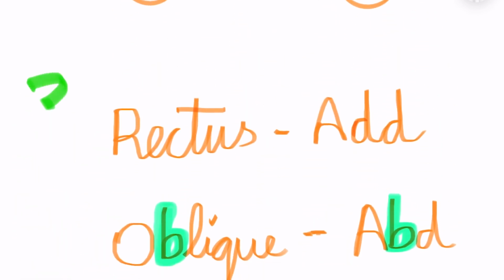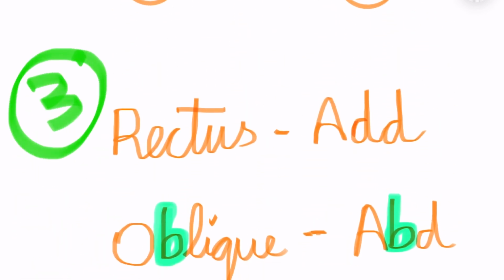And rule number 3 is that all rectus muscles help in adduction, whereas oblique muscles help in abduction. This can also be remembered: in the word oblique, the second letter is B, and in the word abduction, the second letter is B. So rectus muscles help in adduction, and oblique muscles help in abduction. These are the 3 rules to be known in the functions of the extraocular muscles.